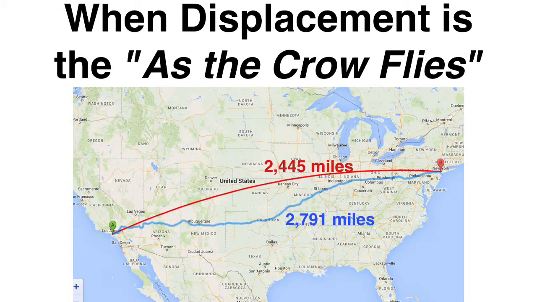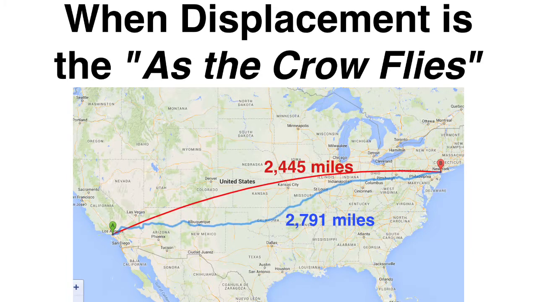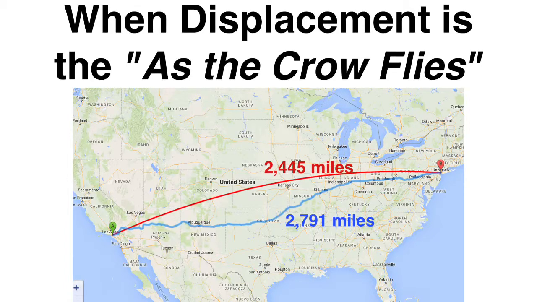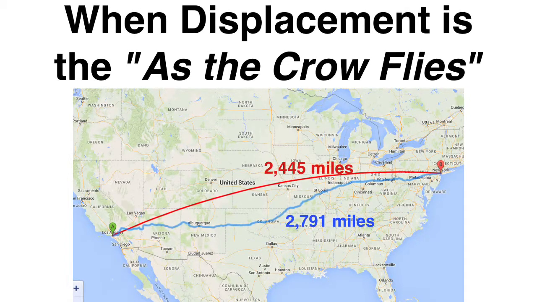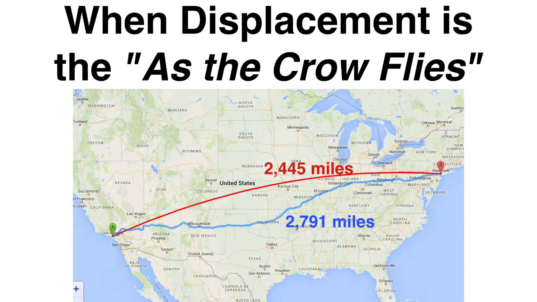On this map, we can see our total distance represented with the blue line is 2,791 miles that we drove to get to New York from Los Angeles. But the displacement, that straight line from Los Angeles to New York, is 2,445 miles. So here, our displacement and our total distance are different.